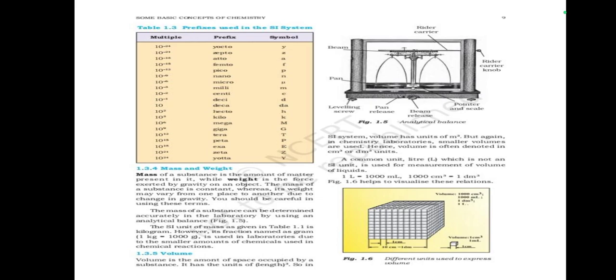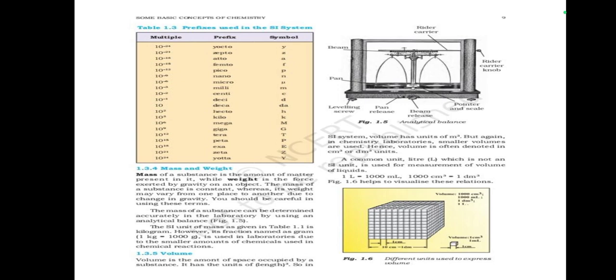1.3.4 Mass and weight. Mass of a substance is the amount of matter present in it, while weight is the force exerted by gravity on an object. The mass of a substance is constant, whereas its weight may vary from one place to another due to change in gravity. You should be careful in using these terms.